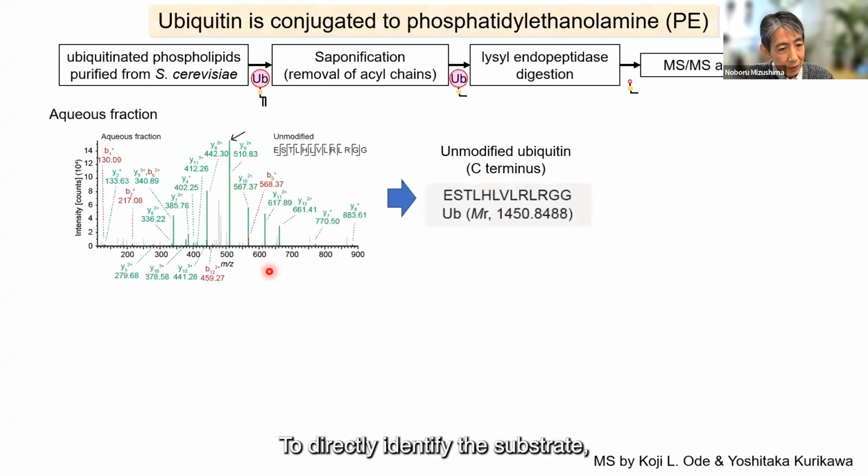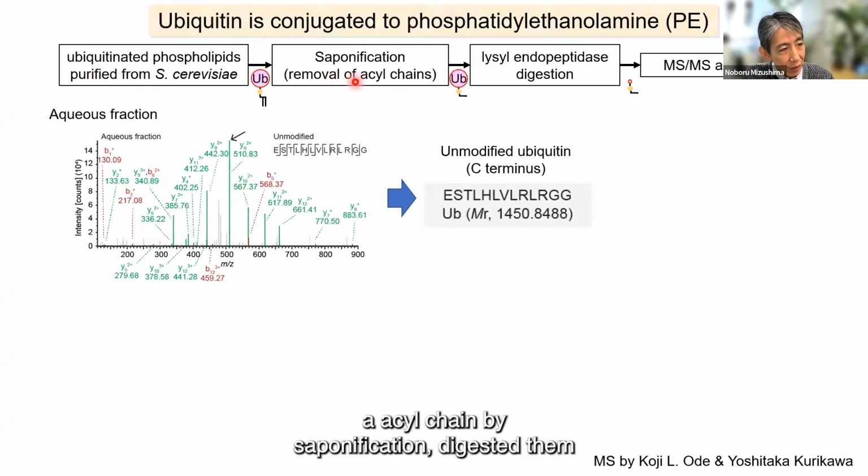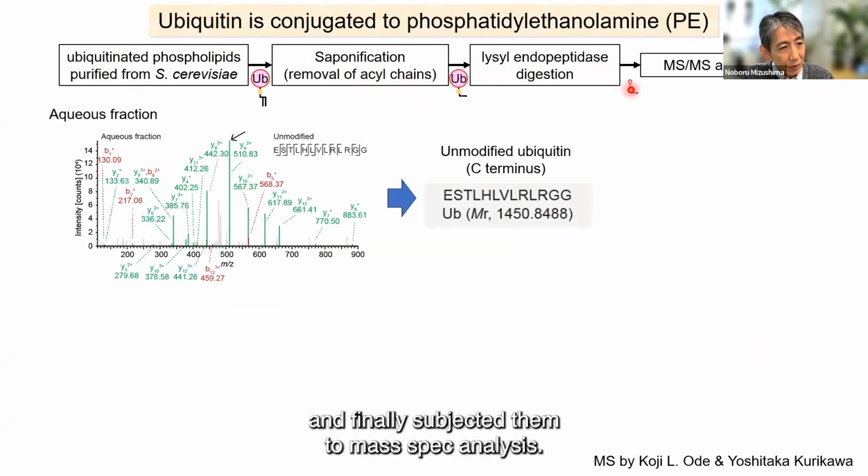To directly identify the substrate, we performed mass spec analysis. So we purified ubiquitinated phospholipids from yeast cells, removed their acyl chains by saponification, digested them with lysyl endopeptidase, and finally subjected them to mass spec analysis.